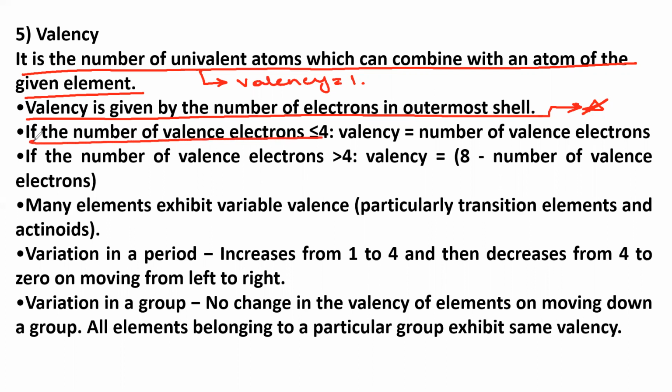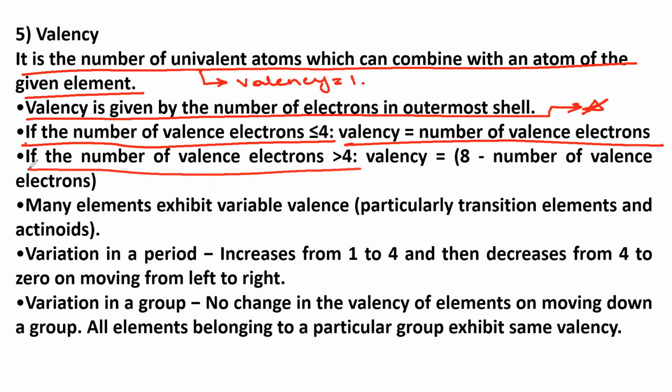For example, if an element has 1 electron in the valence shell, its valence is 1. That's why sodium's valence is 1. Similarly, if an element has 2 electrons in the valence shell, the valence is 2. That's why magnesium's valence is 2. Similarly, if an element has 3 electrons in the valence shell, its valence is 3. And if an element has 4 valence electrons, its valence is 4, like in the case of carbon. Carbon has 4 electrons in the valence shell, so the valence of carbon is 4.